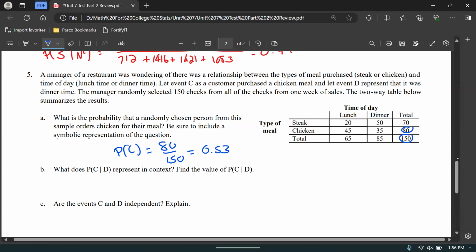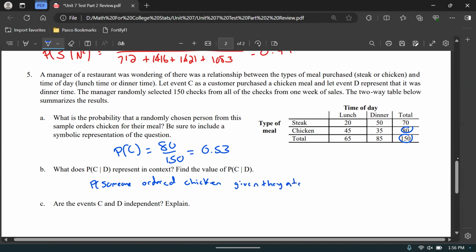All right, what does P probability of C given D represent in context? So it means probability someone ordered chicken given they ate dinner. So basically, what's the probability of somebody ordering chicken at dinner? Essentially is that. Find the value of that.